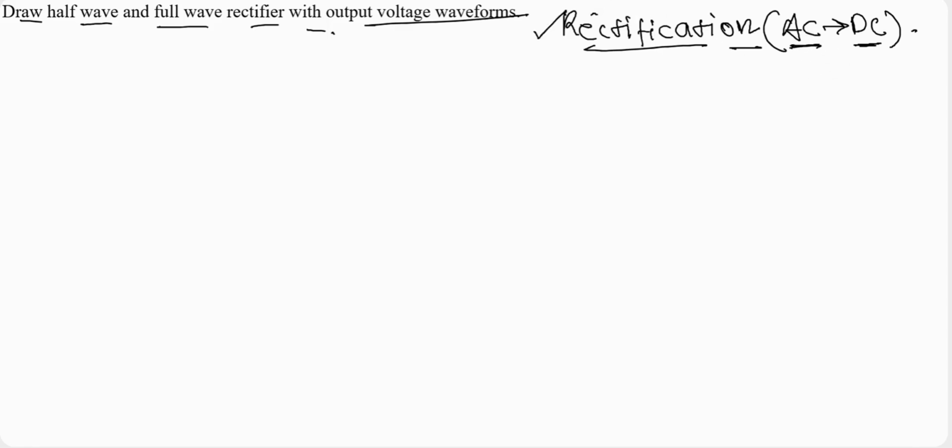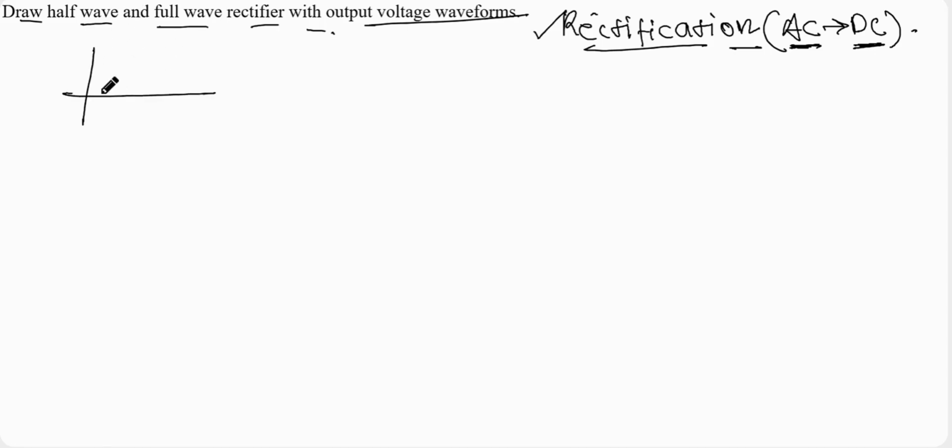And by AC, it means alternating current, which means the value of the current will alter or change with respect to time. And in DC, the value of the current will remain the same with respect to time. Okay. So let us start with the half wave rectification process.